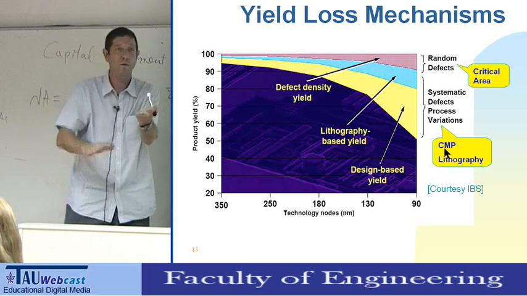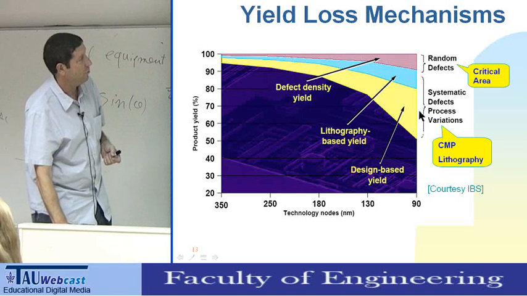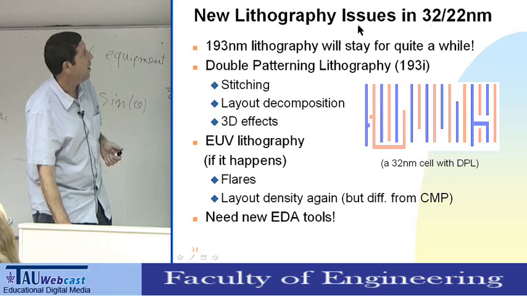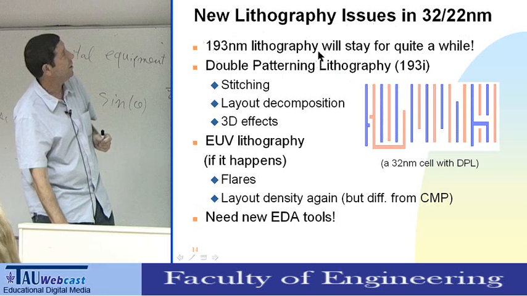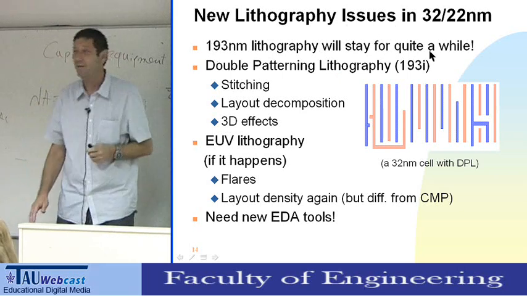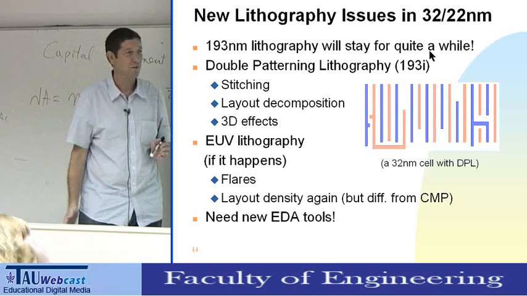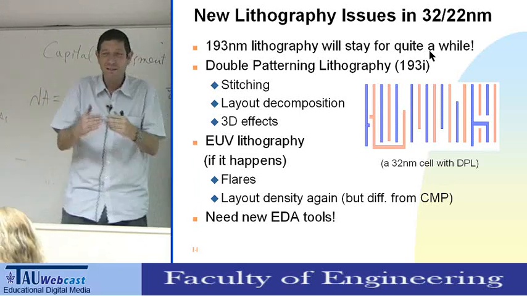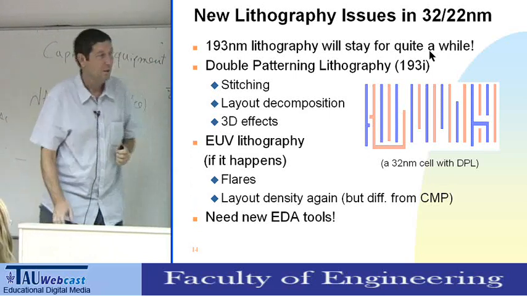You literally take your wafer and polish it. And by doing this, you improve the process variations. And the question is how to do the 32-22 nanometer technology. Now, it's assumed that 193 nanometer lithography will stay for quite a while. Listen, when you pay more than $10 million for a camera, you don't throw it away every 2 years. Yes, some companies can do it, but listen, if you extend it 1 year, you can gain a lot of money.